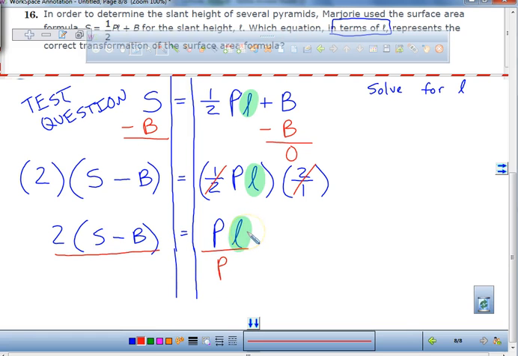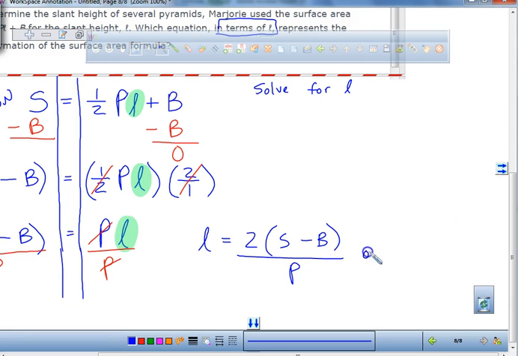If we wanted to get rid of that L, then we would divide both sides by L. But we're dividing both sides by P, and the P's will cancel out because any number divided by itself is equal to a 1. So here's our final answer. Our slant height is equal to 2 times the surface area minus the area of the base, all divided by the perimeter of the base.